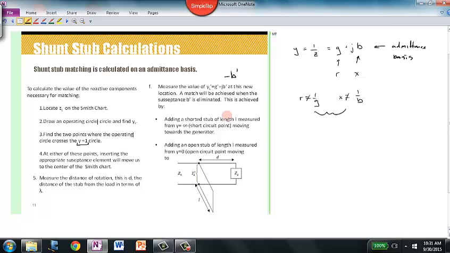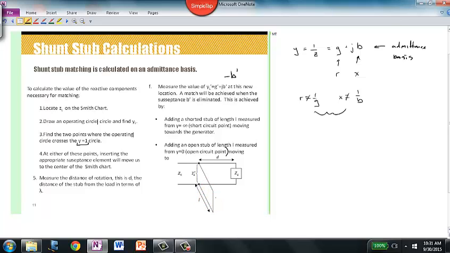This is done in 2 ways, either with a short stub or an open stub. If we add a short stub, we just need to figure out its length by measuring the rotation to this point, minus B prime, from the Y equals infinity point, or the short circuit point. If we decide to use an open stub, to calculate its length we have to measure the distance from the open circuit point, which is Y equals 0, to this point, minus B prime. Then we just insert the stubs, either open or short, of the length calculated by that rotation.